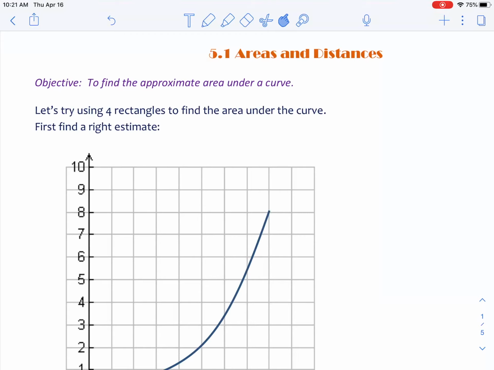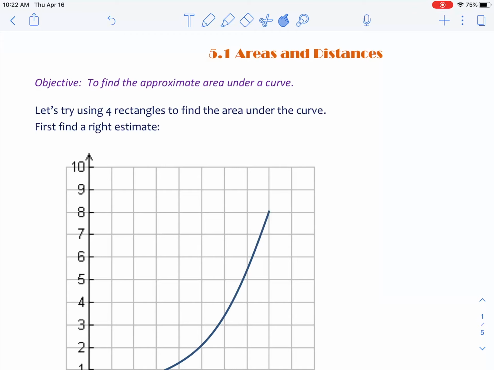This will be the first section of new material we've done since the school closures. We're going to cover 5.1, which is about areas and distances under the curve. So we've already done 5.4 and 5.5. We're doing this a little bit out of order.